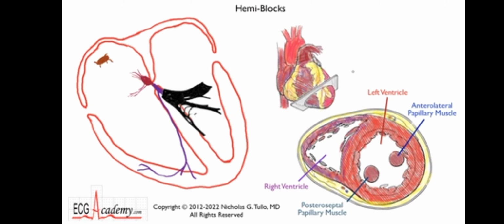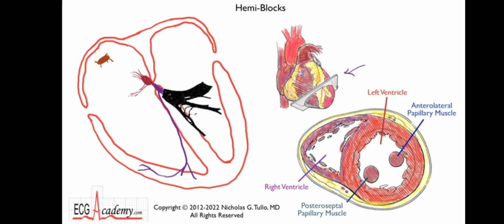Well, to understand hemiblocks, you have to get an idea of the 3-dimensional anatomy of the heart, and that's kind of challenging for beginners, but I'll try to help you through it. If you take this diagram of the heart lying in the chest and imagine someone uses a knife to slice it open in cross-section, and we can do this with 2D echocardiography, we can actually see the heart in cross-section with the left ventricle, which is a more rounder chamber, and the right ventricle, which has a little bit more of a curvy shape.